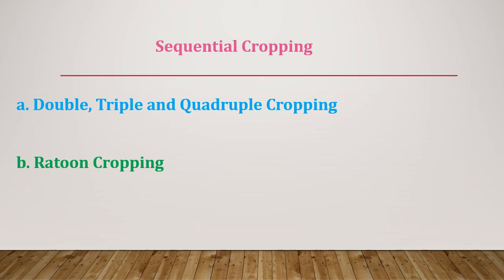Example, double cropping, rice, cotton. Triple cropping, rice, pulses, quadruple cropping, tomato, ridge gourd, amaranthus greens, baby corn. Next one is ratoon cropping. The cultivation of crops from regrowth after harvest, although not necessarily for grains. Example sugarcane ratoon, sorghum ratoon for fodder.